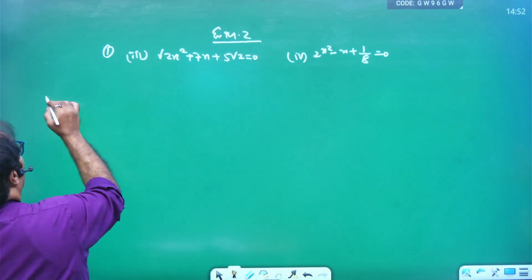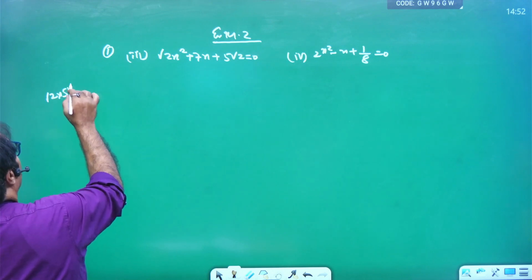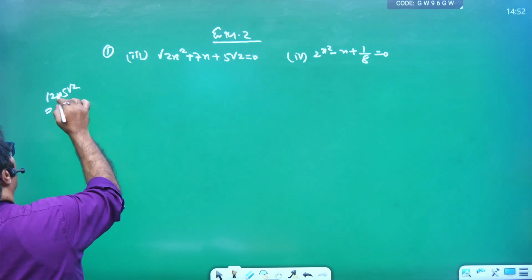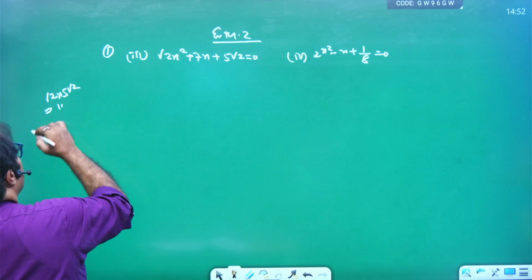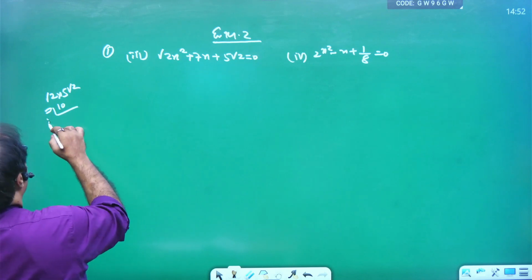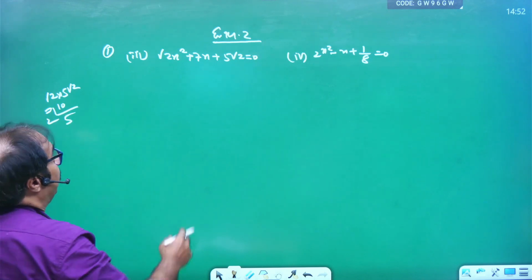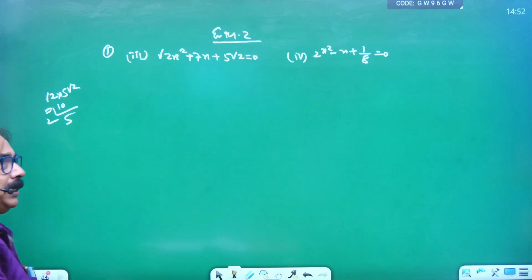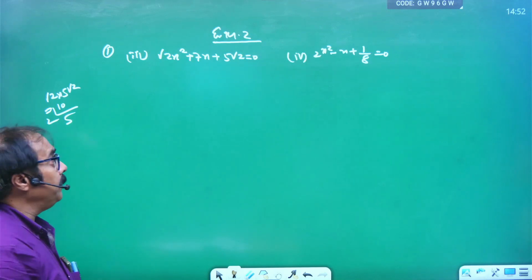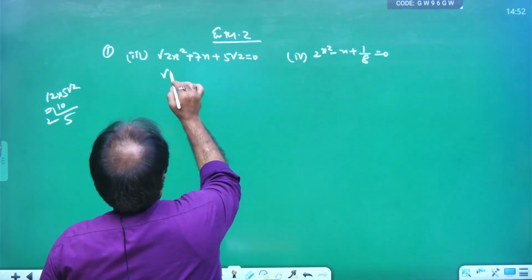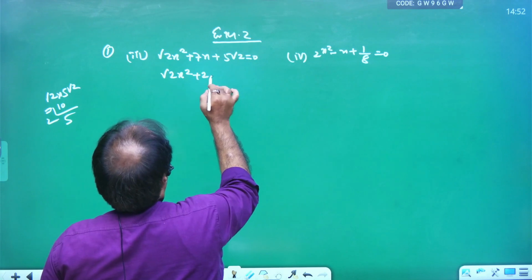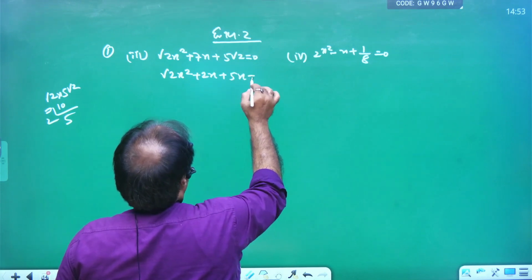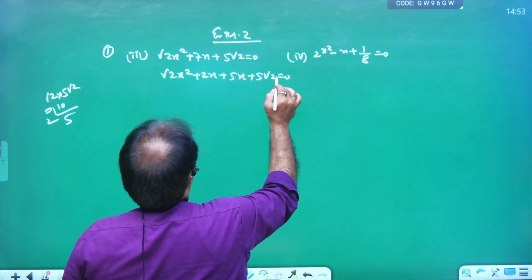The product of root 2 into 5 root 2 will be 5 and root 2 into root 2, that is 10, and we will find the factors of 10, that is 2 and 5. The constant has plus signs, so both the factors will be added. So it will be root 2 x square plus 2x plus 5x plus 5 root 2 is equal to 0.